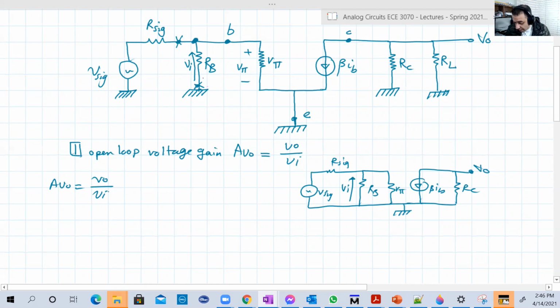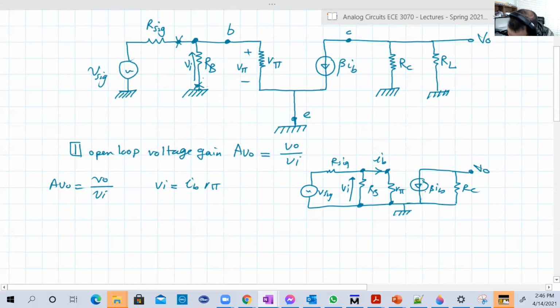Let's start with VI. VI is the voltage between that point and that point. Remember the current flowing in here is IB. So if we get the voltage across RBI, it's basically VI. So VI is IB RBI. That's good. How about VO?